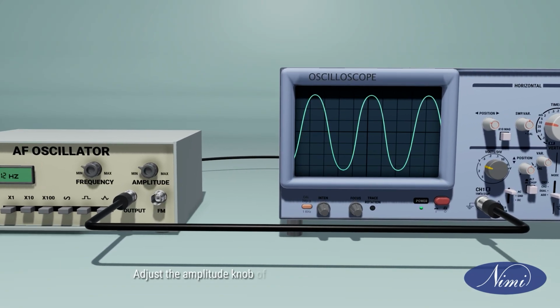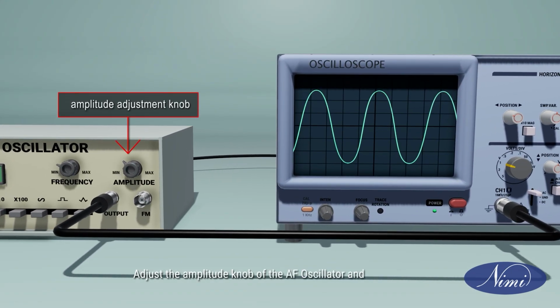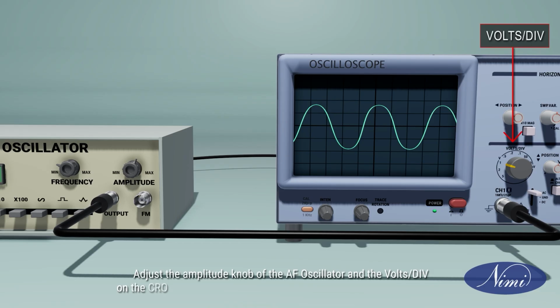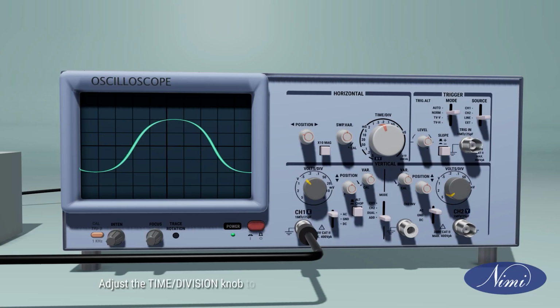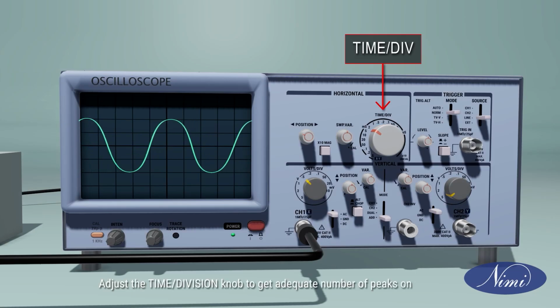Adjust the amplitude knob of the AF oscillator and the volts per division on the CRO to get a clear sine wave on the screen. Follow the illustration. Adjust the time per division knob to get adequate number of peaks on the screen.